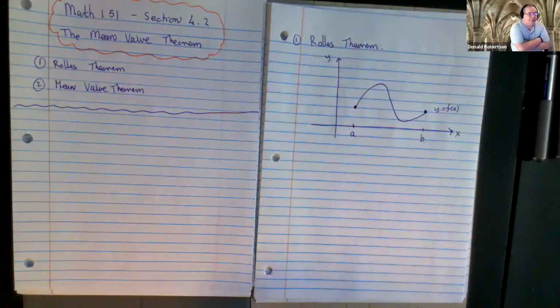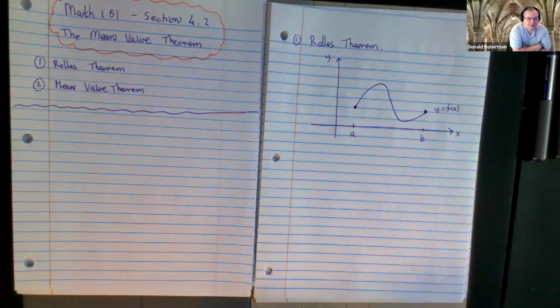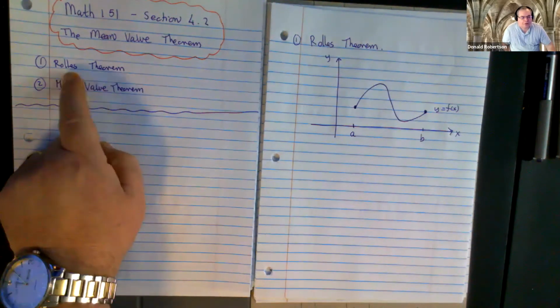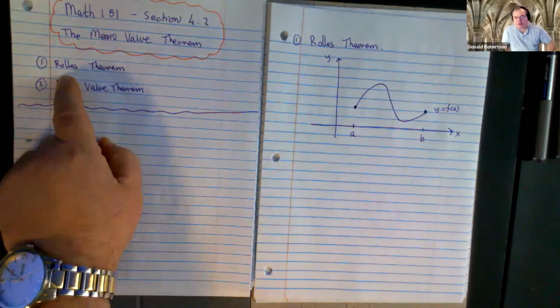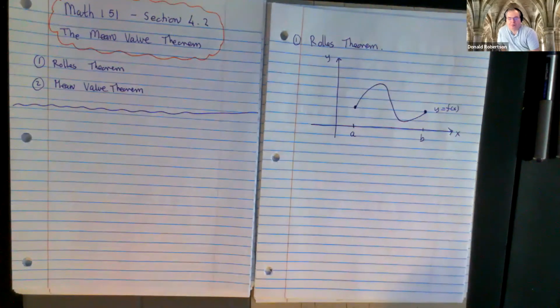Well, we're going to be doing a new section called section 4.2, and the heading for the section is the mean value theorem, but it's actually got two theorems inside it. The first one we're going to look at is called Rolle's theorem, after a guy called Rolle, and the second one's called the mean value theorem. So let's focus on the first one, called Rolle's theorem.